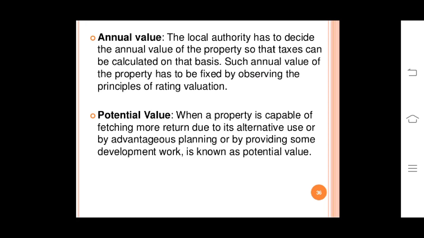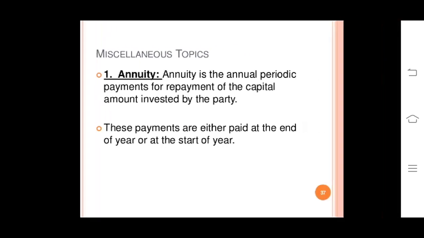Annual value. The local authority has to decide the annual value of the property so that taxes can be calculated on that basis. Such annual value of the property has to be fixed by observing the principles of rating valuation. Next value of property is potential value. When the property is capable of fetching more return due to alternative use, advantageous planning, or by providing some development work, it is known as potential value.